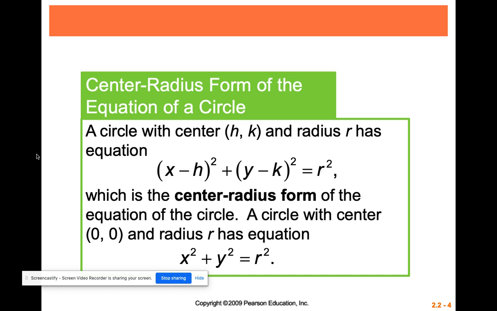And here is the equation in center radius form for our circle. So the (h, k) is the point, the x, y value of the center, and the radius is r. So (x - h), that's the x coordinate of the center, squared, plus (y - k), and k is the y coordinate of the center of the circle, squared, equals r squared, where r is the radius. Now, you might notice that if our center is at (0, 0), then x minus 0 just turns into x, y minus 0 just turns into y. So our equation would be x squared plus y squared equals r squared.